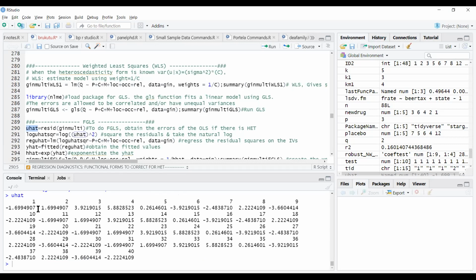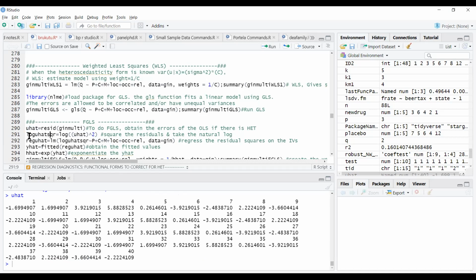So for the first observation, that's the residual, the error. Please note the error is the gap between the actual and the predicted, the fitted. That is it. So you've obtained the residuals. Now the next thing you do is you square the residuals and take the natural log of the squares. So now watch it.